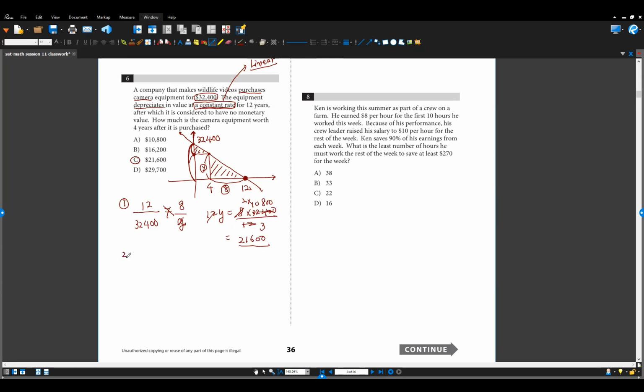The second way is you can find the slope. In 12 years, the value is going down 32,400. Slope is the change in y over the change in x. So 32,400 over 12. This is how much?